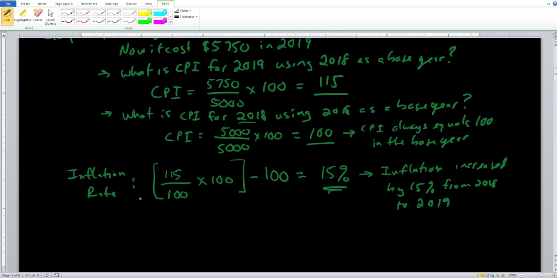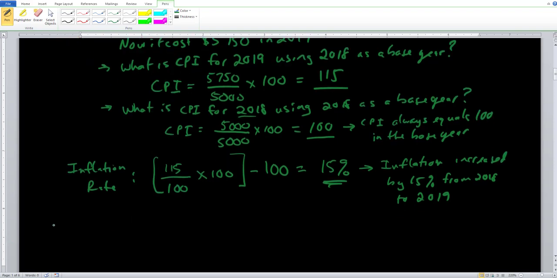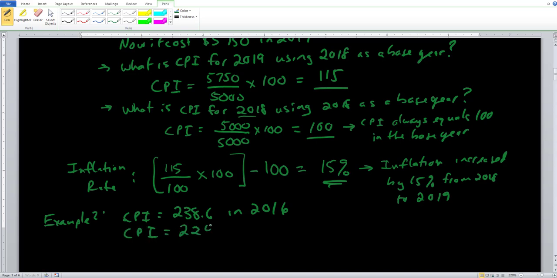So suppose I give you another example right here. We'll put this example 2 in this instance. So example 2. Suppose that I tell you that the CPI is equal to 238.6 in 2016, and the CPI is equal to 224.9 in 2011. So using the accurate numbers in this instance. So we don't have two consecutive years in this instance, but can we still find out an inflation rate? And the answer is yes, by using the formula that we laid out right here.